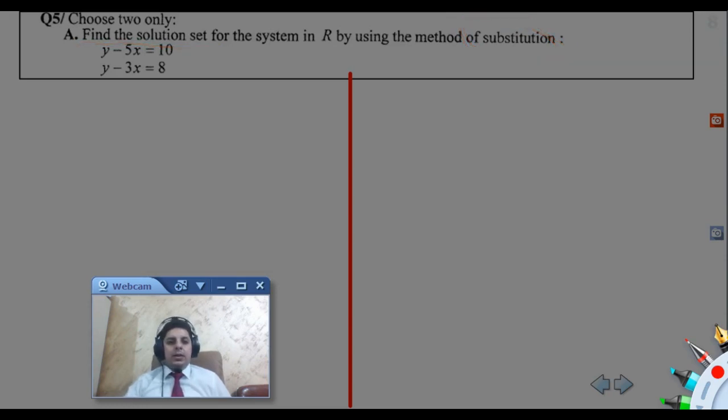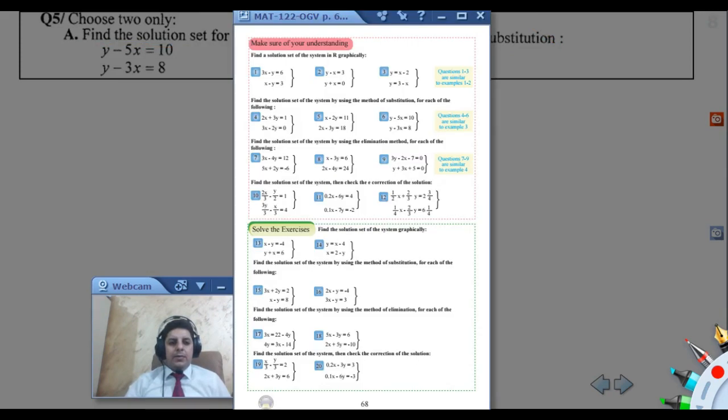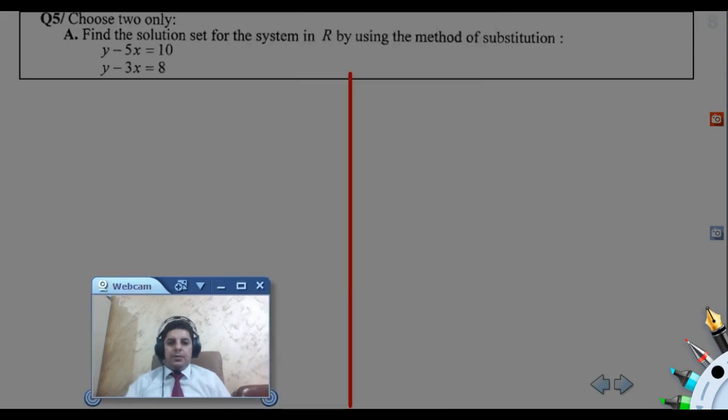Look at the question in your book. That is a question from Make Sure of Your Understanding. That is question 6, y minus 5x by using substitution, at page 68. Substitution.